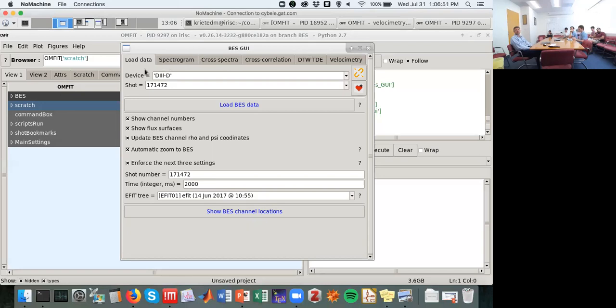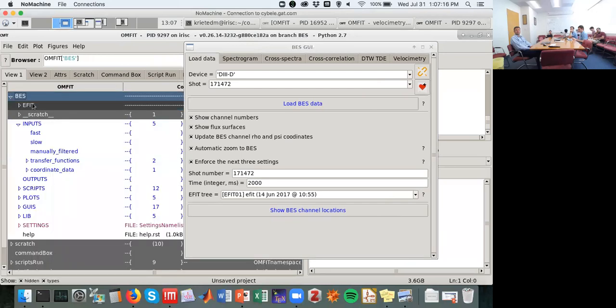So to start off, right now the BES module supports two machines, D3D and NSTX-U. Mostly we just use it for D3D data. So I'm going to be walking through the analysis of turbulence data from one of the shots I've been studying as part of my thesis work. For example, this shot is 171472. So I will open up the BES tree over here, and in this inputs directory, you can see there's a folder for fast and slow data, which is currently empty.